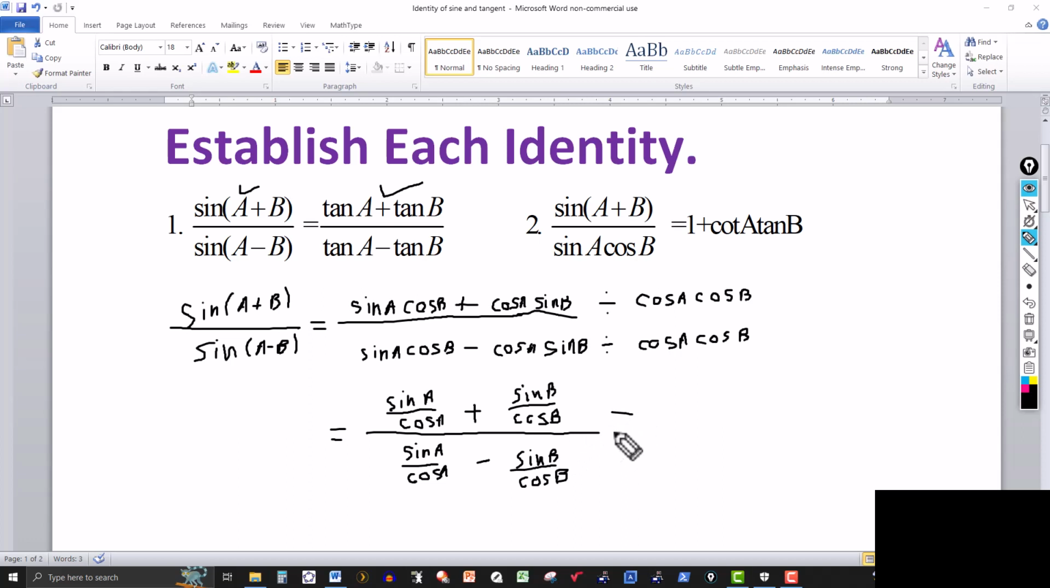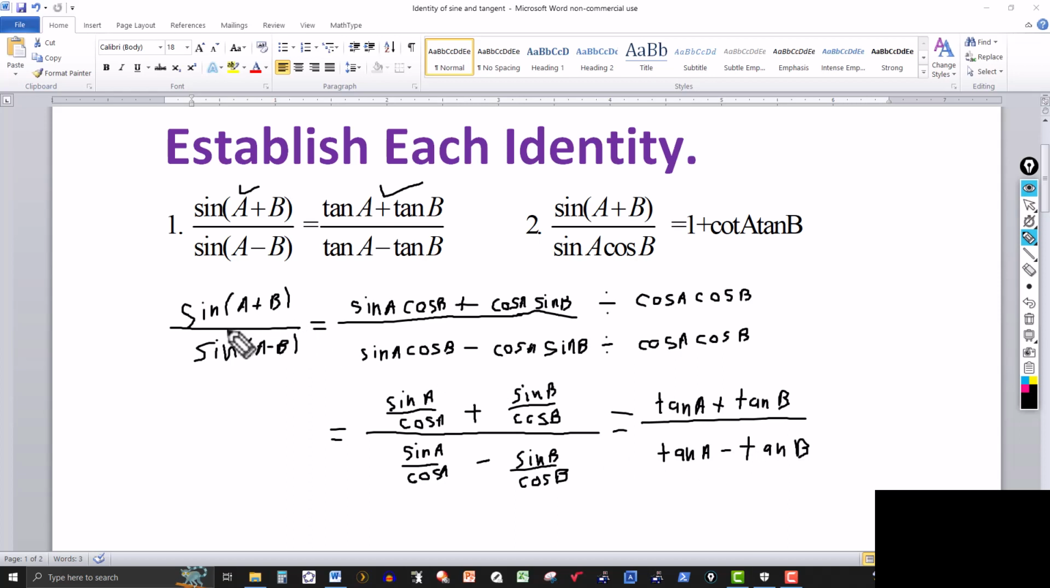And then in the next step, we just look at this and say, well, sine of A over cosine of A, that's tangent of A. And it's plus sine of B over cosine of B, that's tangent of B, because sine over cosine is tangent. In the bottom here, denominator, sine of A over cosine of A, that's tangent of A, minus, and then sine of B over cosine of B is tangent of B.